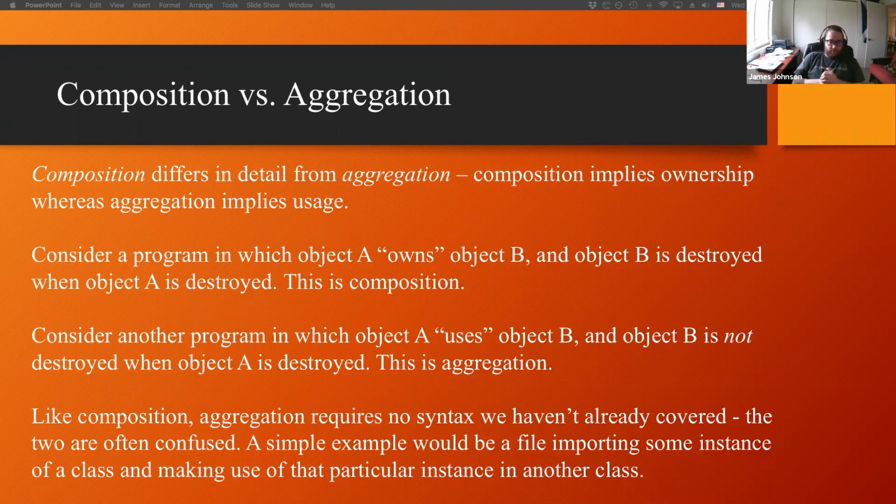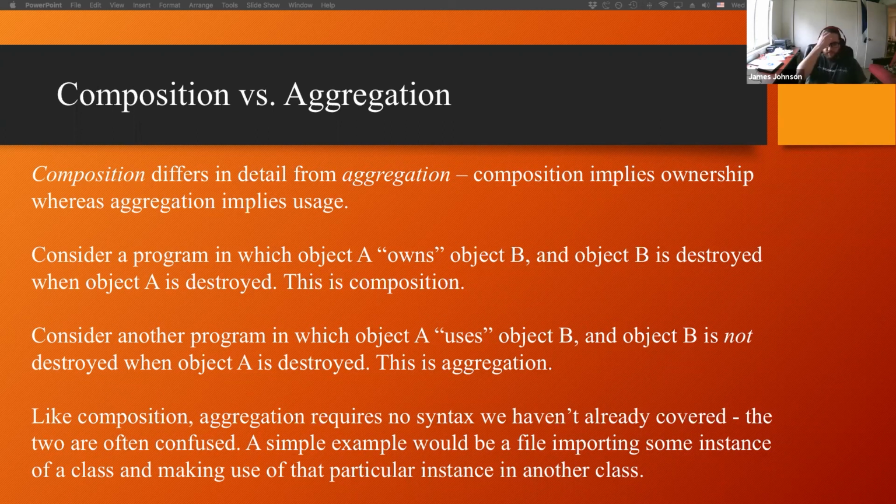So an example of aggregation would be like using a NumPy array. If you have instances of NumPy arrays floating around your code, and you have a class which doesn't have one of those NumPy arrays as an attribute, but maybe accesses it somewhere because maybe it's a global variable or something it imported, then that's aggregation as opposed to composition. So aggregation implies a weaker relationship than does composition.